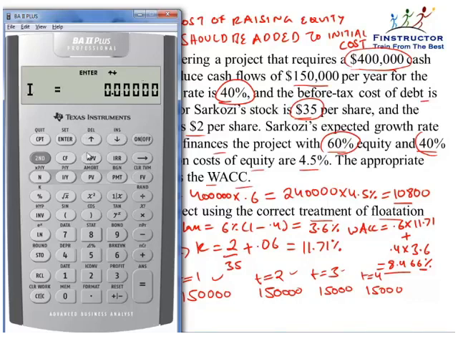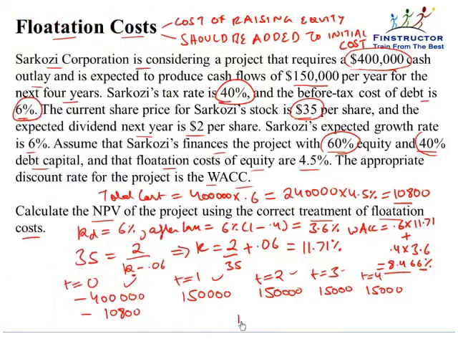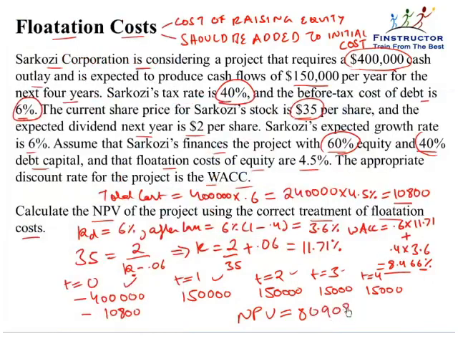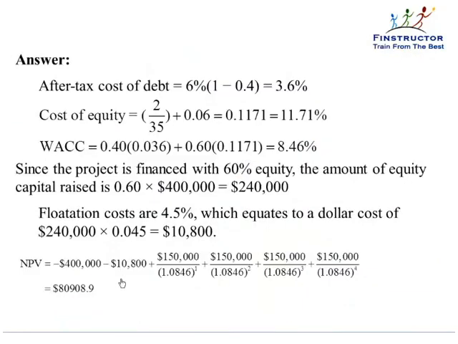Now press the button NPV, and we know the discount rate is 8.466%. Press 8.466 and press enter. Scroll down again and compute the NPV. The NPV of the cash flows comes out to be approximately $8,098.9. So this is the correct treatment of the flotation costs. They should be added to the initial cash outflows. So please verify the calculations.